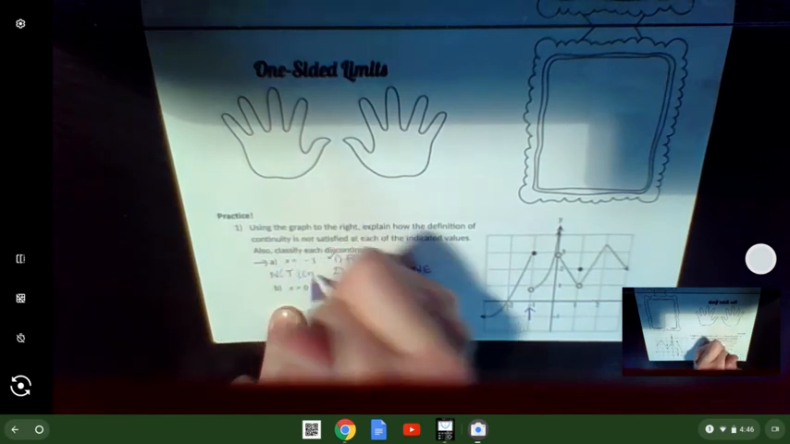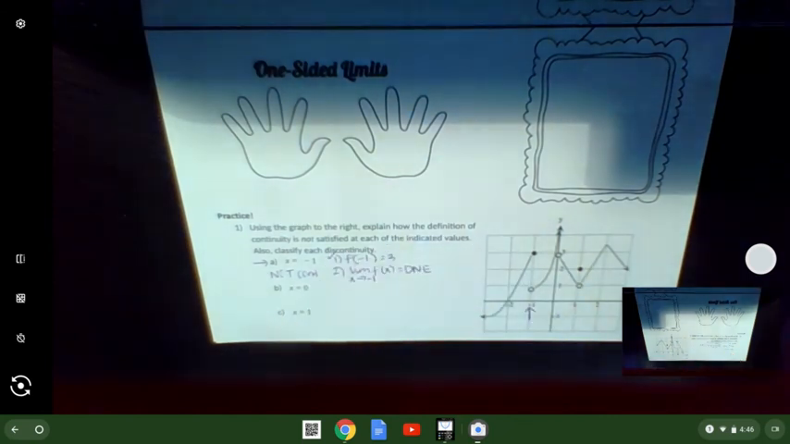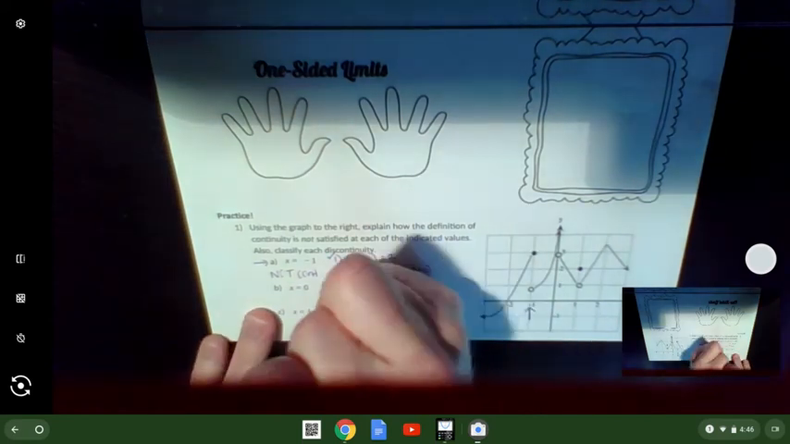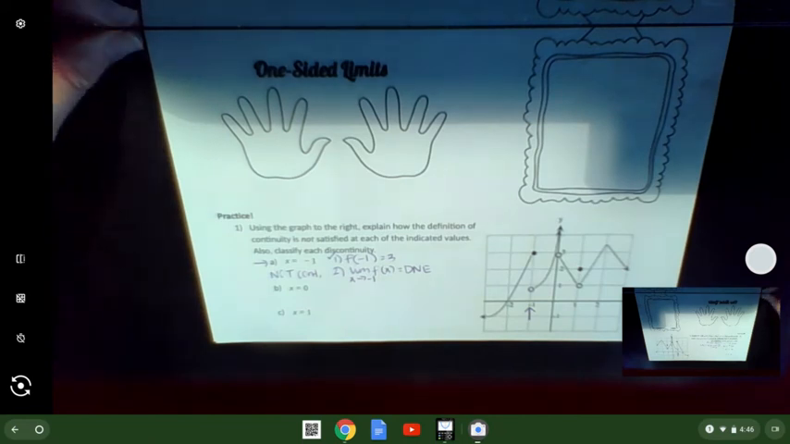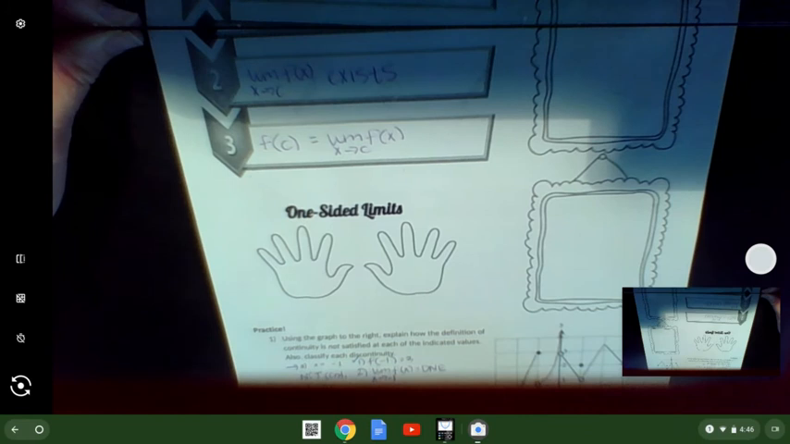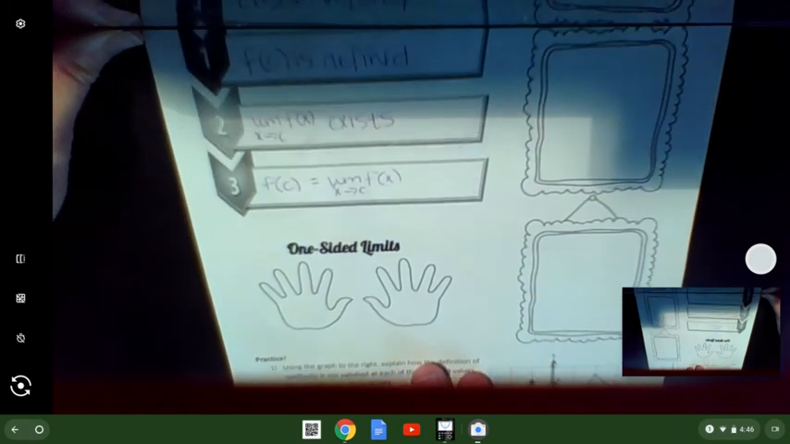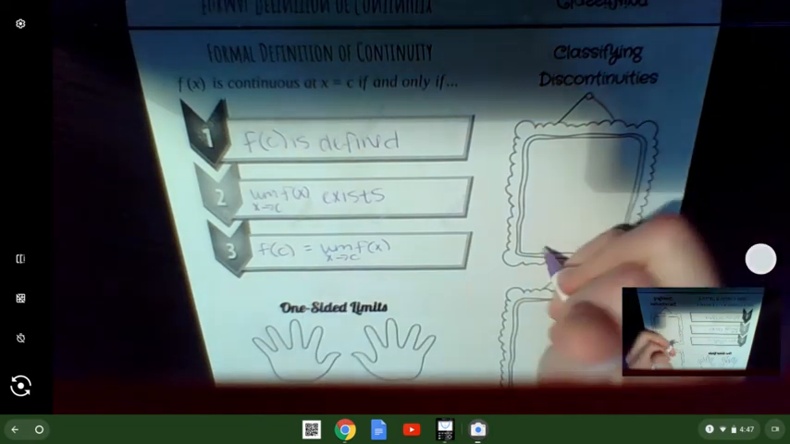Now, there are a multitude of different types of discontinuities. Discontinuities meaning the aspects or parts of the graph that are not continuous. There are different types of discontinuities that could occur. We could have holes. We could have jumps. We can have asymptotes. So I'm going to come back up here and we're going to talk about classifying discontinuities.